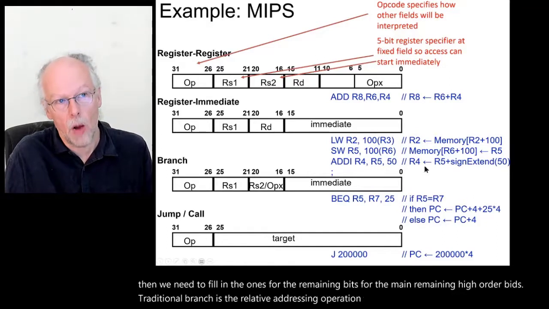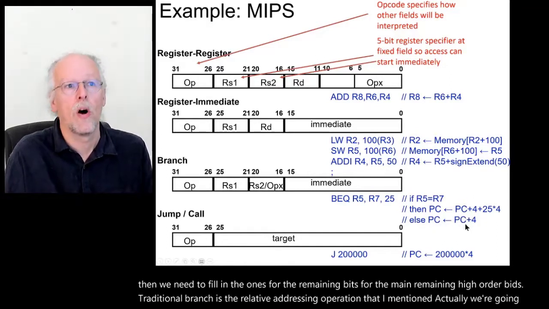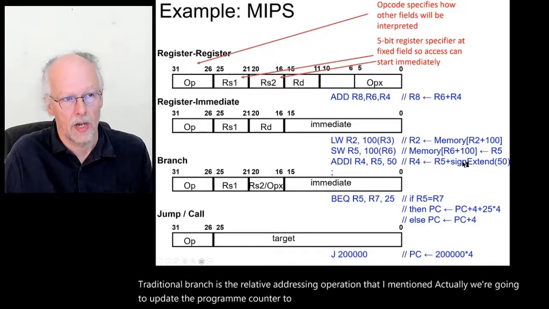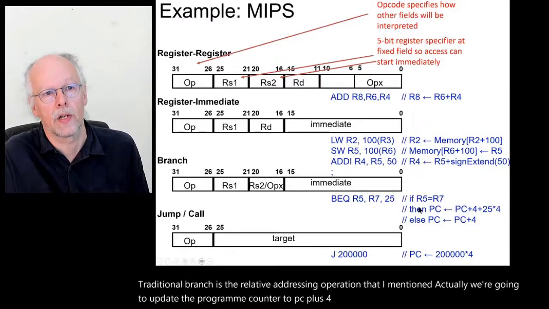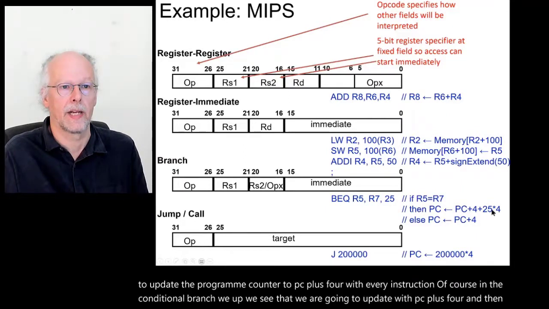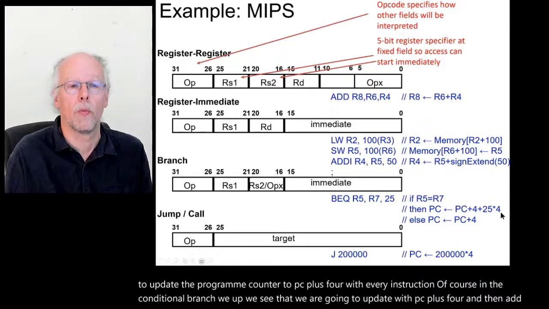Actually, we're going to update the program counter to PC+4 with every instruction, of course. In the conditional branch, we see that we're going to update with PC+4 and then add this offset multiplied by 4. Each instruction is 4 bytes, and we want to use the bits more efficiently.